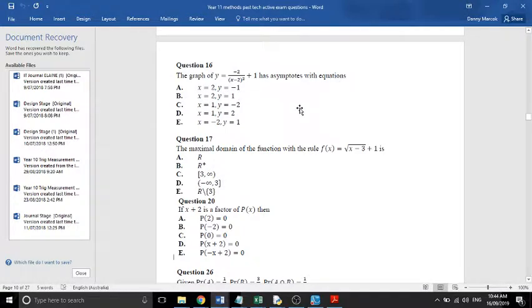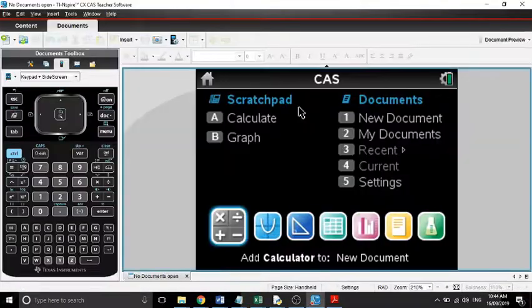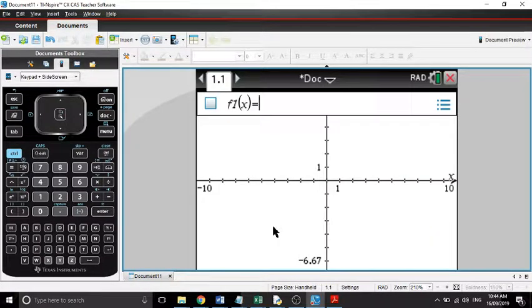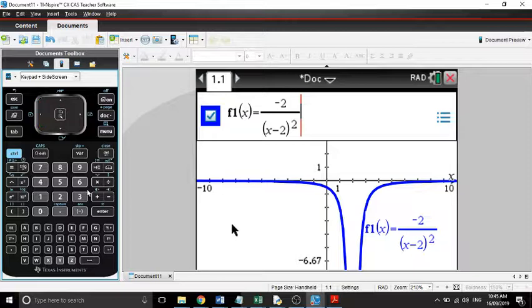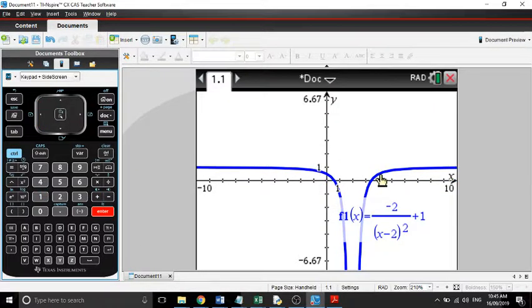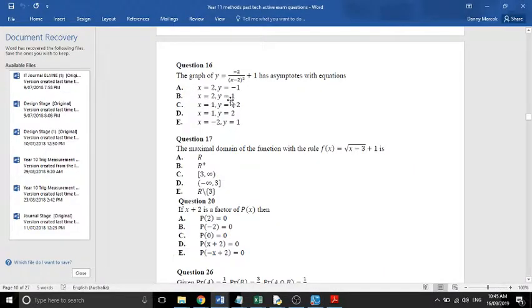To check that, we can graph it. We'll go to CAS and open a graphing page. We'll say -2 divided by, open brackets, x minus 2, squared, and we're going to say plus 1. So that's what we've got there. So we've got an asymptote at 2, cutting through there, and another one here at 1. So that's 2 and 1, so we end up with B.